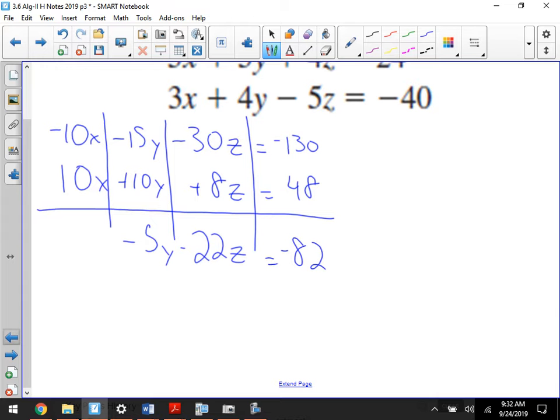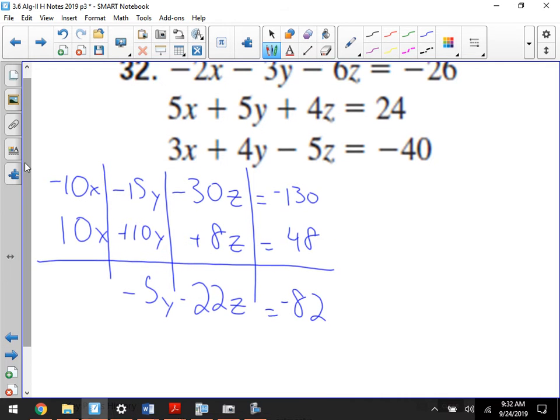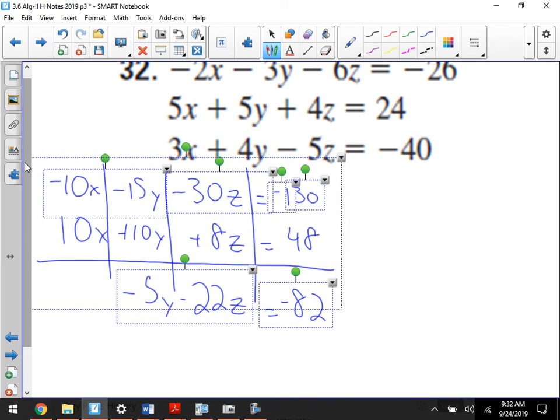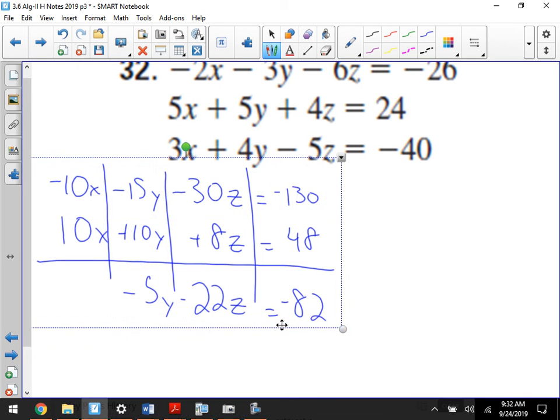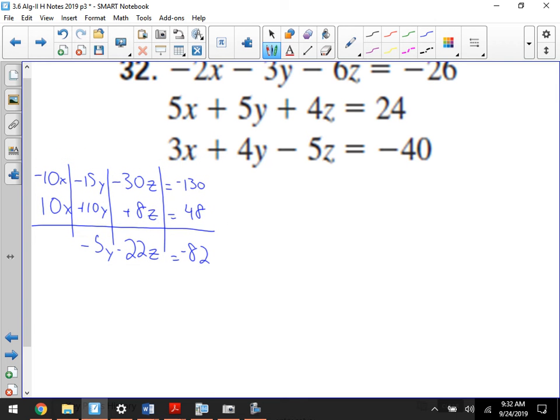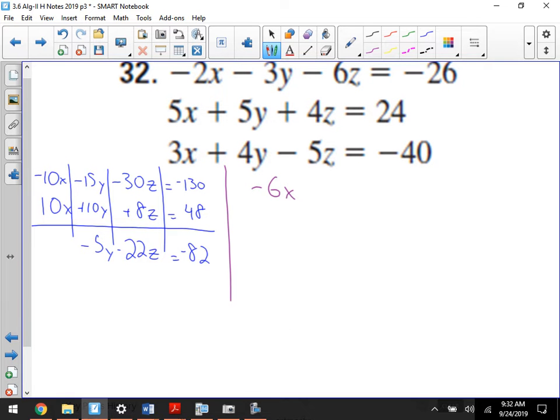All right. I'm going to do basically the same idea with eliminating the x value in the third equation. So I'll just move that over. Same idea. I'm going to take the first equation and multiply it by 3. So we get negative 6x, negative 9y, negative 18z equals negative 78? Yeah. Thank you.